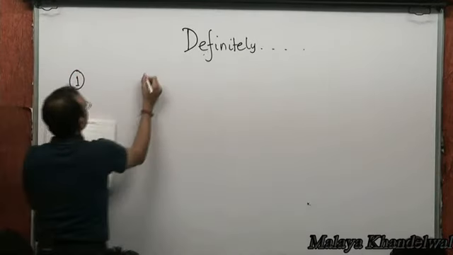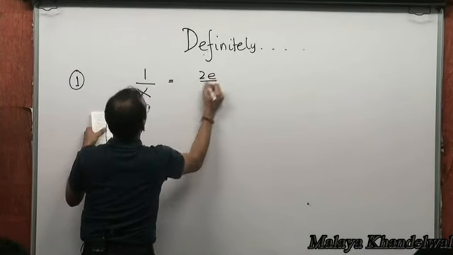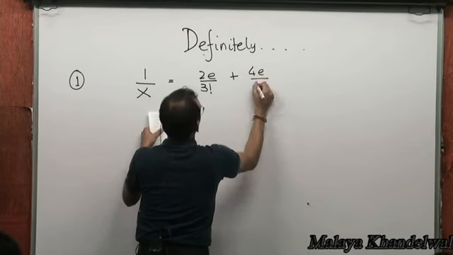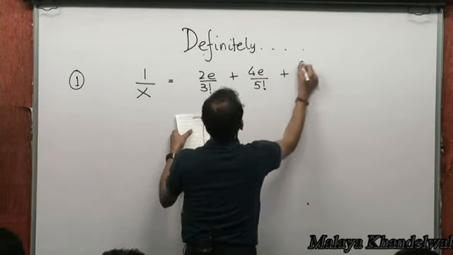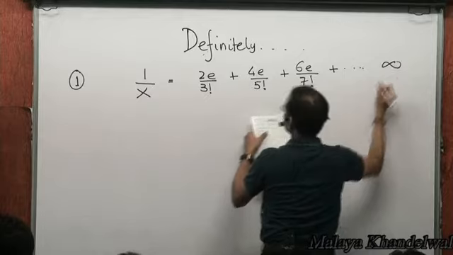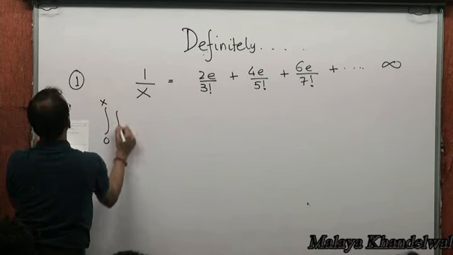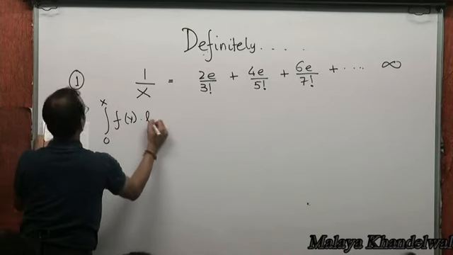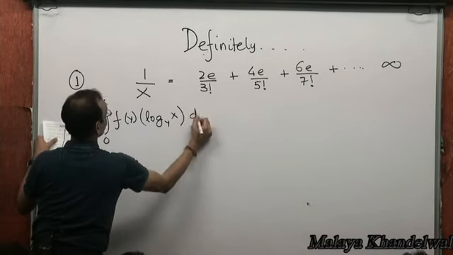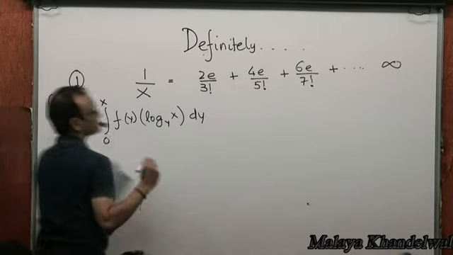The first problem of the sheet is about x defined as 2e by 3 factorial plus 4e by 5 factorial plus 6e by 7 factorial up to infinity, and we seek to find the integral from 0 to x of f(y) log x to the base y dy, y greater than 1, etc.